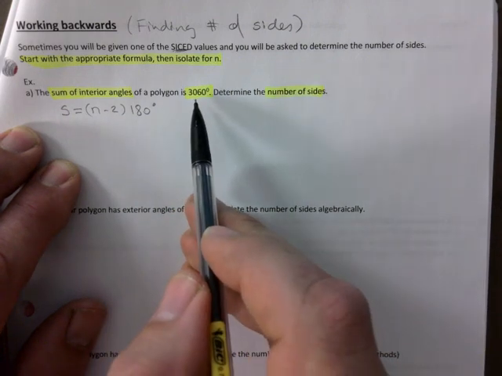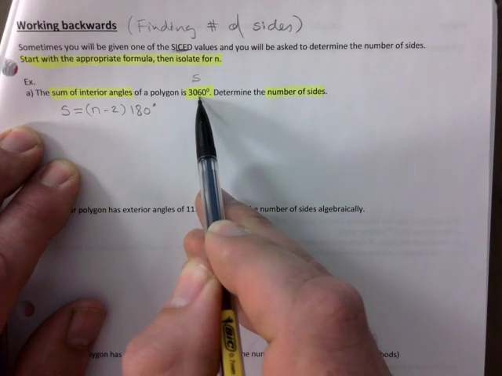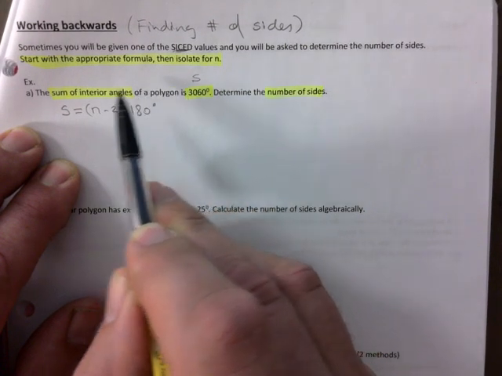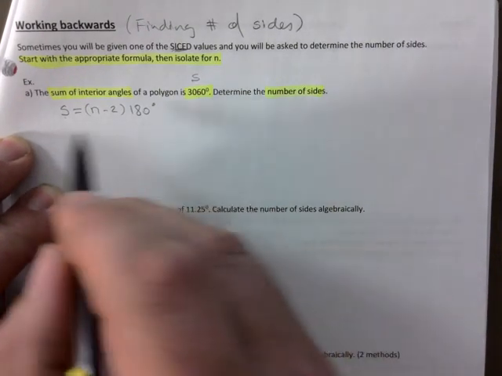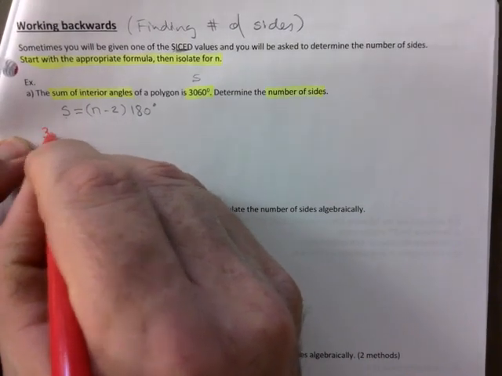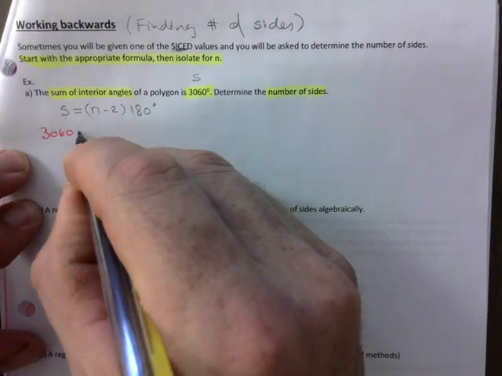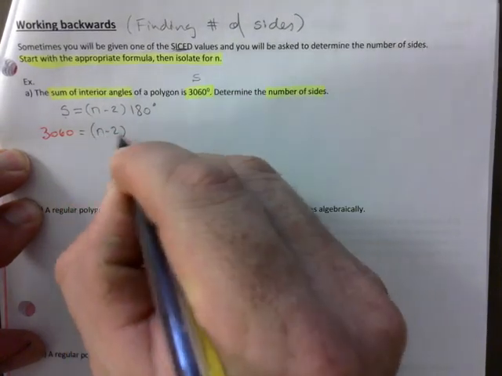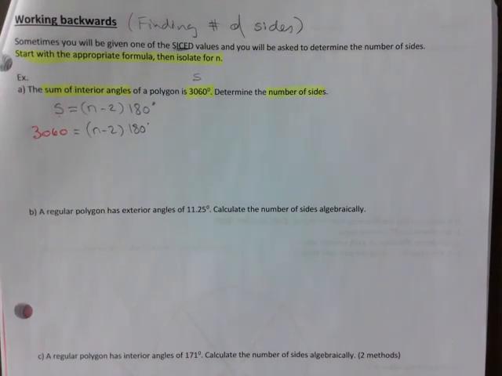We know that this is S, right? This is capital S. This is the sum right here. So you substitute that in for S. And then we're going to work backwards. So I'm going to use a red pen there. 3060 is equal to n minus 2 times 180. And let the fun begin.